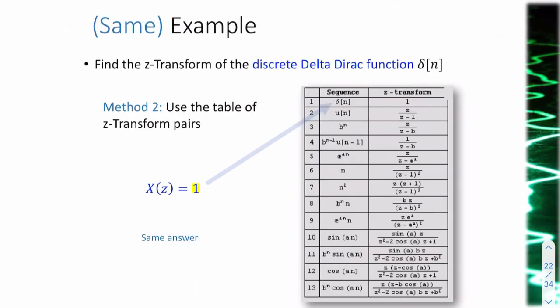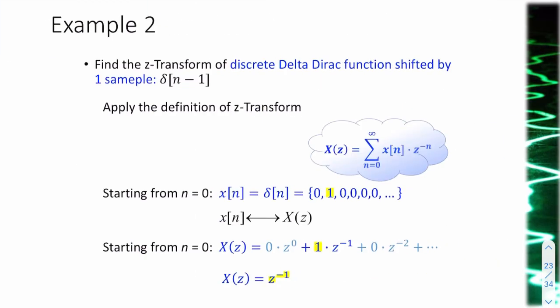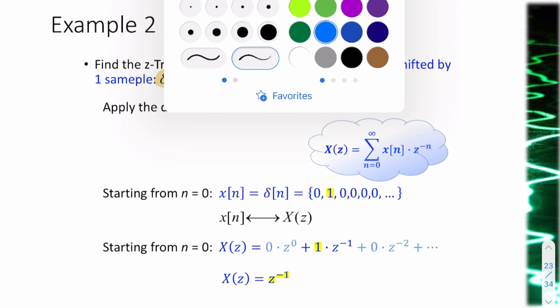So that's one way of looking at it. Another way of looking at the same example is to simply look at the table, and there you have it. Even faster. Another example, this time we have the same signal, but this time it's shifted by one sample.